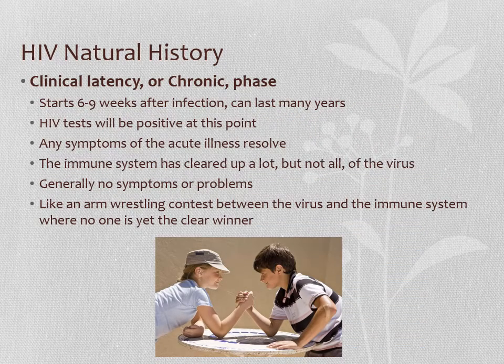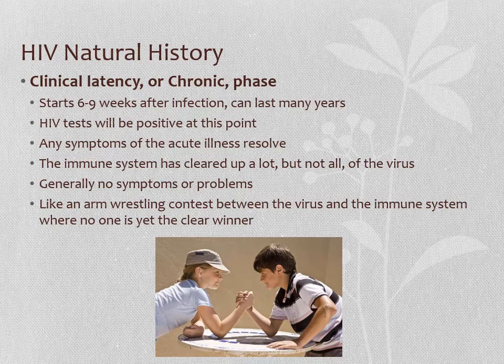After acute infection, you move into the clinical latency or the chronic phase. So usually, a couple to 3 months after the initial infection, you shift into this latent phase, which can last years, 5 to 10 years easily. At this point, the HIV antibody screening test that we do will be positive. We will be able to catch it at this point. People don't feel sick, however, so they don't have any symptoms.